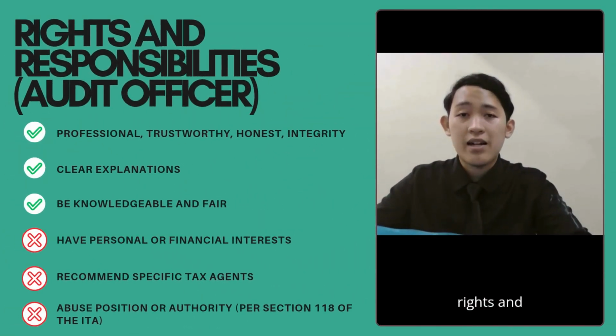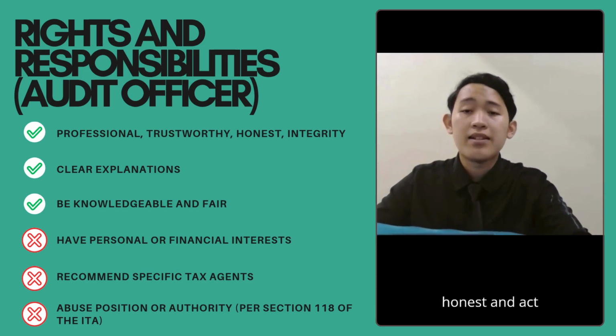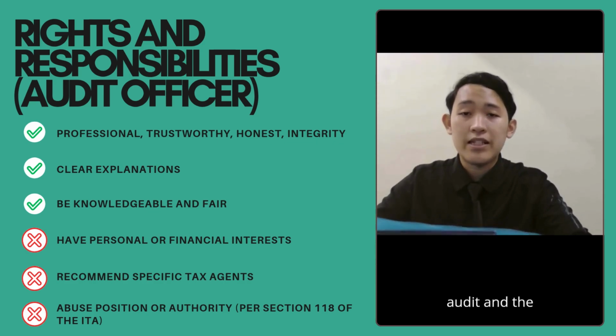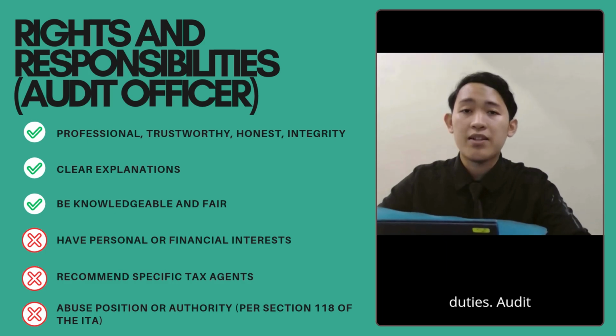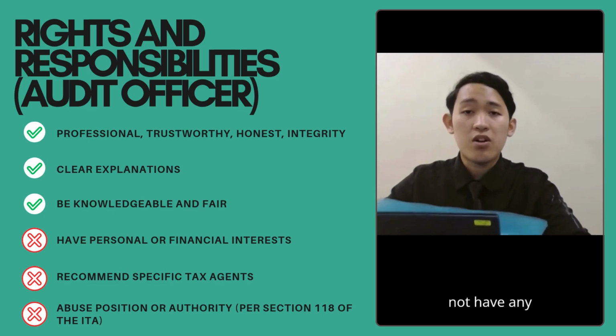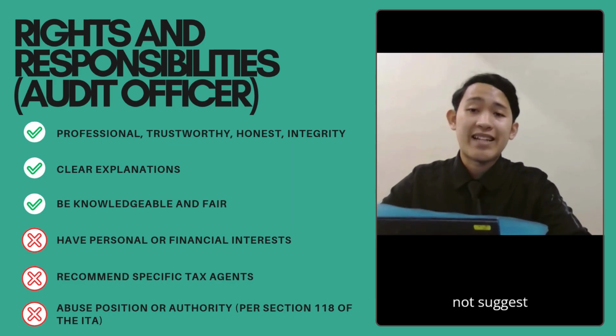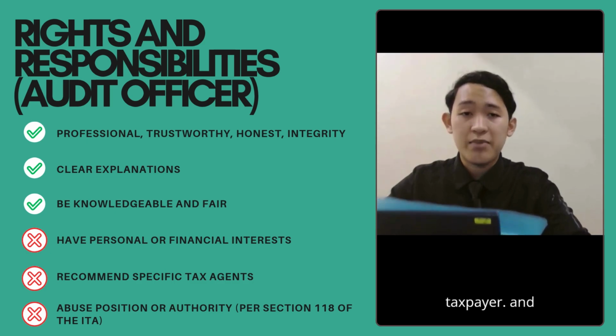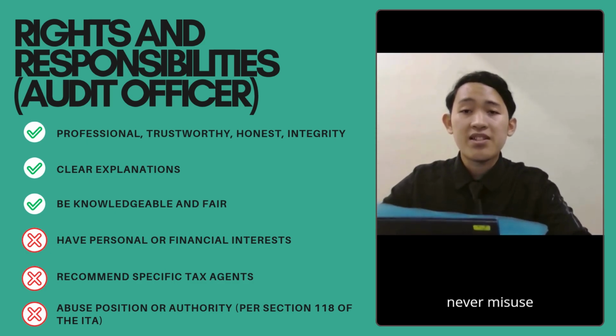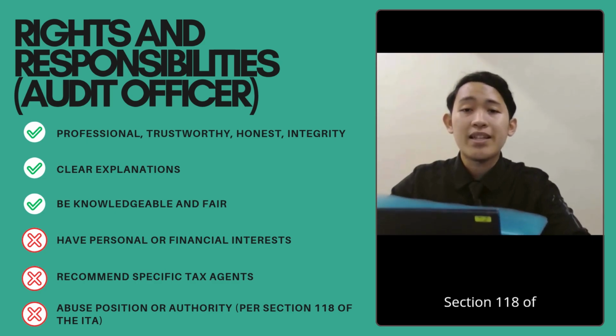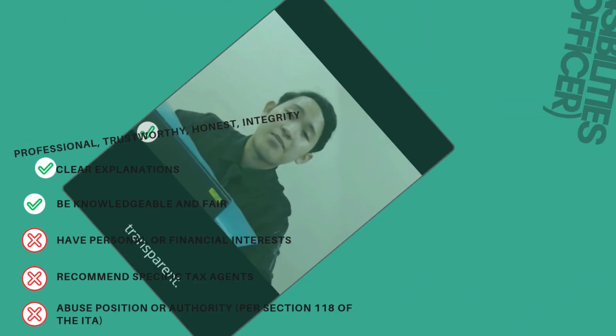Now, let's look at the rights and responsibilities for audit officers. They must be professional, honest, and act with integrity. Audit officers need to clearly explain the purpose of the audit and the taxpayer's right. They must be fair and knowledgeable in carrying out their duties. Audit officers must not have any personal or financial interest in the case. They also should not suggest specific tax agents to the taxpayer, and they must never misuse their authority as stated in Section 118 of the Income Tax Act. This ensures the audit is fair and transparent.